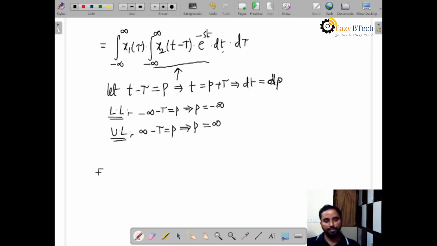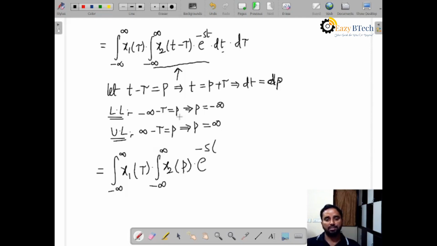Then we get the integral from minus infinity to plus infinity of x1 of tau, again the integral from minus infinity to plus infinity of x2 of p into e to the power minus s times (p plus tau), since t is equal to p plus tau, dt is equal to dp, and d tau. Here again I have two integrations, one with respect to p, another with respect to tau. So I am going to write these two integrals separately, tau integration separate, p integration separate. See how I am writing.